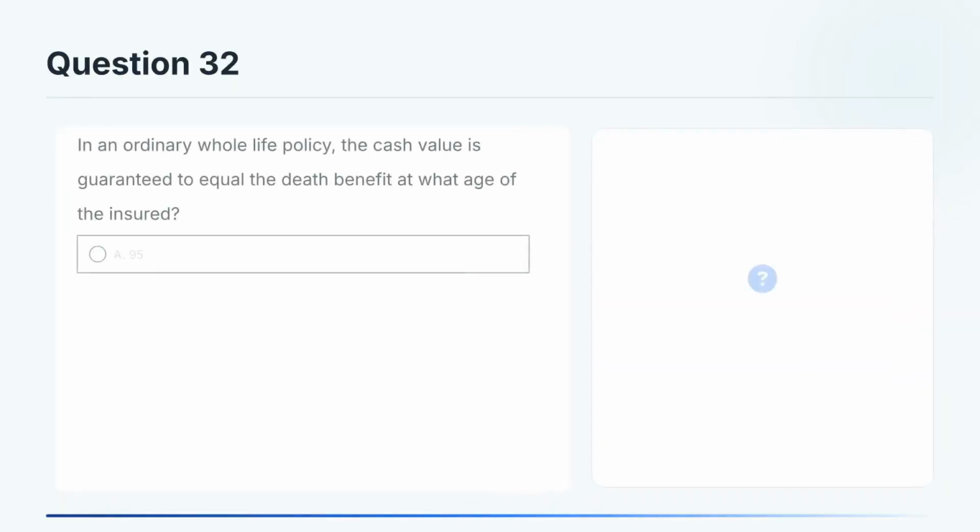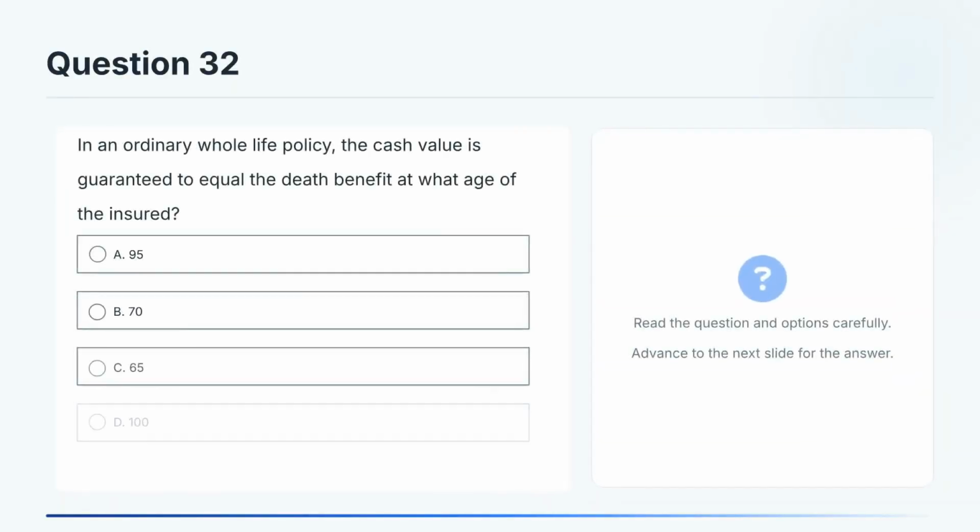Question 32. In an ordinary whole life policy, the cash value is guaranteed to equal the death benefit at what age of the insured? A. 95. B. 70. C. 65. D. 100.